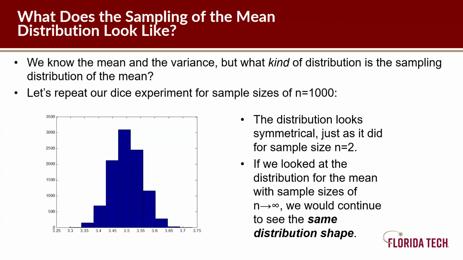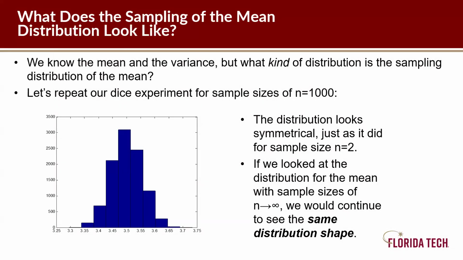If we repeat our experiment, this time with samples of size 1,000, and we crank that out a bunch, we notice that we have that same symmetric shape, just like we did for n equals 2. So if we look at the distribution of the mean as sample size n increases towards infinity, we would continue to see the same symmetrical distribution with a peak at 3.5.